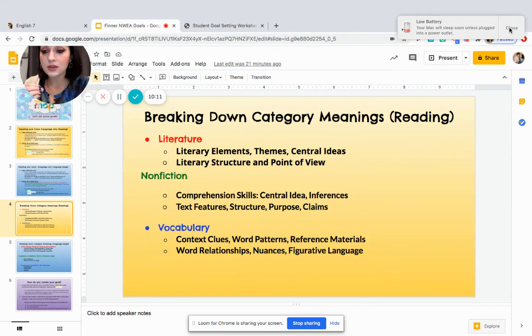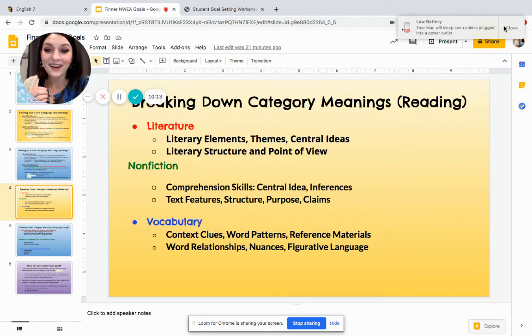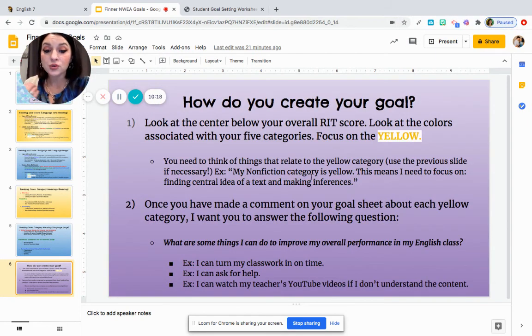So that is something that you can really focus on. So an example is, if your nonfiction is yellow, I need to focus on finding the central idea of a text and making inferences.